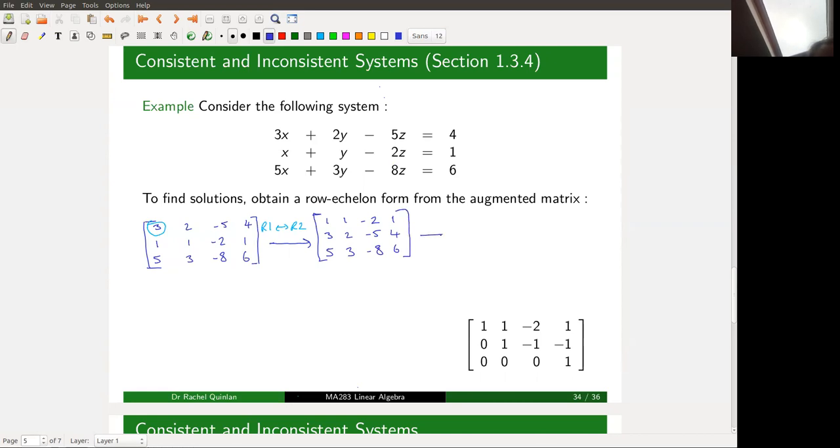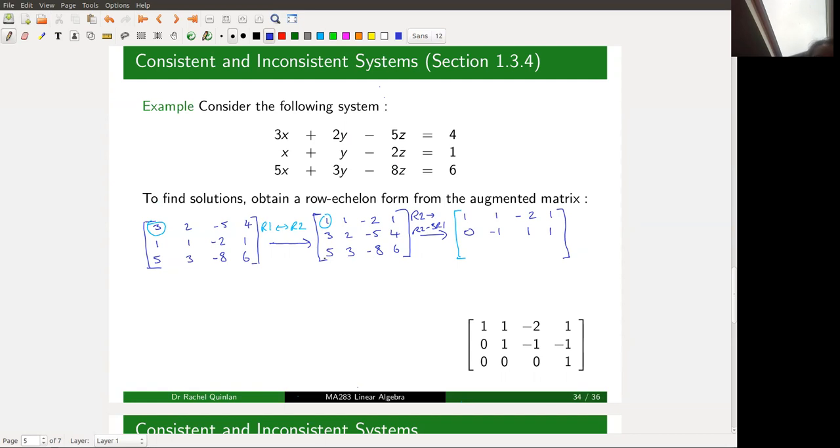Okay, fine, that's what we wanted. We have our 1 now on the top left where we wanted it. We can now use that to clear out the rest of column 1. So we'll subtract 3 times row 1 from row 2. 1, 1, minus 2, 1, still in row 1. In row 2, now we have 3 minus 3 times 1, that's 0. 2 minus 3 times 1, that's minus 1. Minus 5 minus 3 times minus 2, that's minus 5 plus 6, so it's 1. And 4 minus 3 times 1, that's 1.